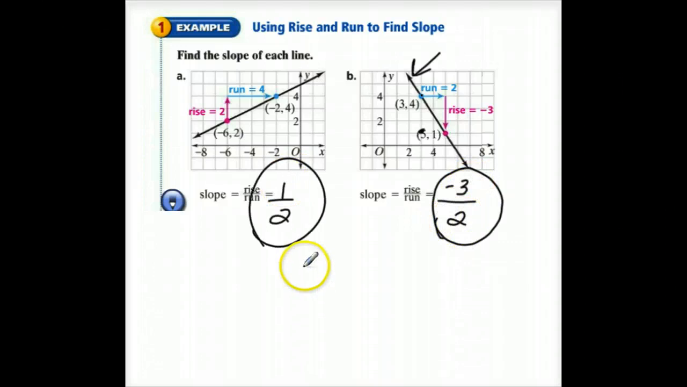This one was 1/2. Notice that because this line goes up, it has a positive slope. This line goes down. It has a negative slope.